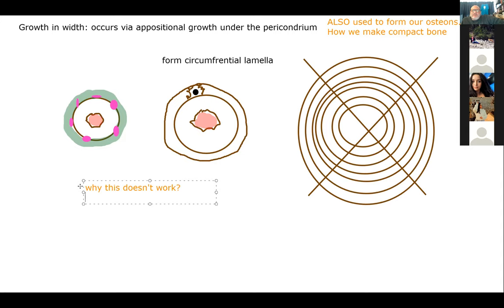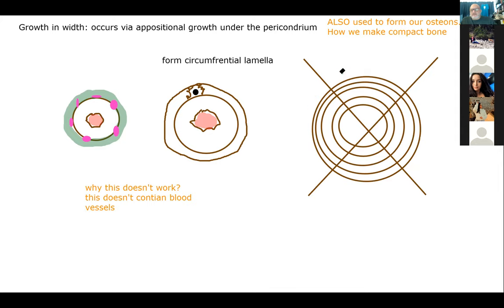Central canal. What's in that central canal? Blood vessels. Notice this doesn't contain blood vessels. And it is the blood vessels that are actually going to disrupt this tree ring process and are going to give us our osteons. So let's see how this works.